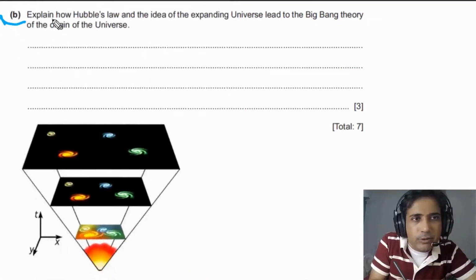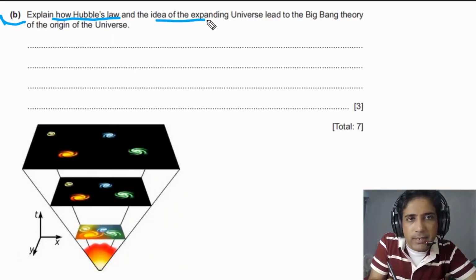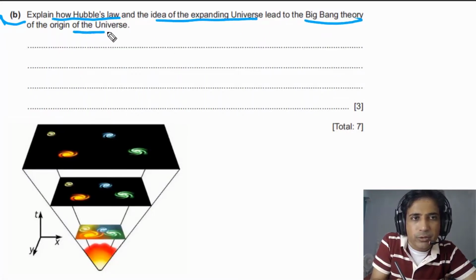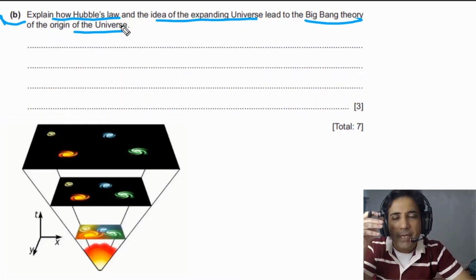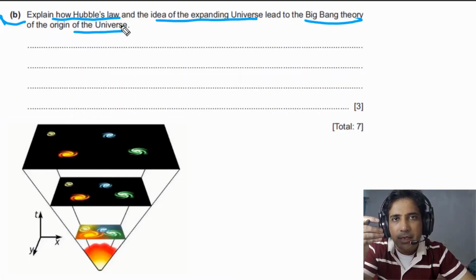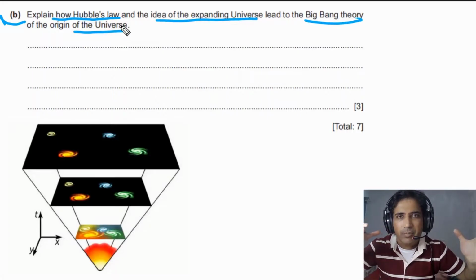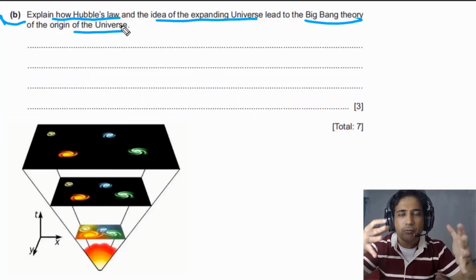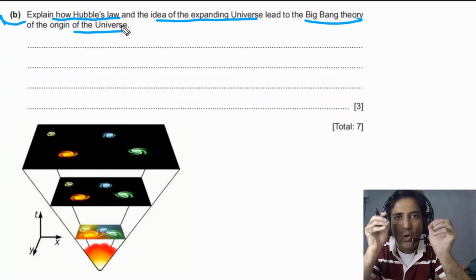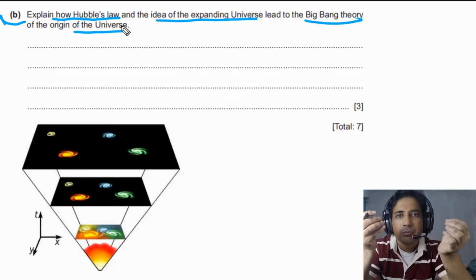For part B, we need to explain how Hubble's law and the idea of the expanding universe lead to the Big Bang theory of the origin of the universe. In Hubble's law, we have already discussed distant galaxies are moving away from us and they're moving at higher speeds, and closer galaxies are moving away but at slow speeds. But if we go back in the past, we can imagine a point where all matter must have been close together, and that is called Big Bang theory.